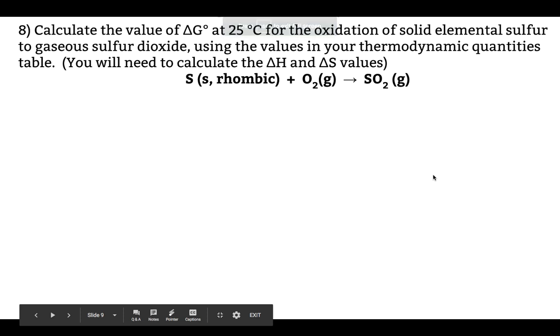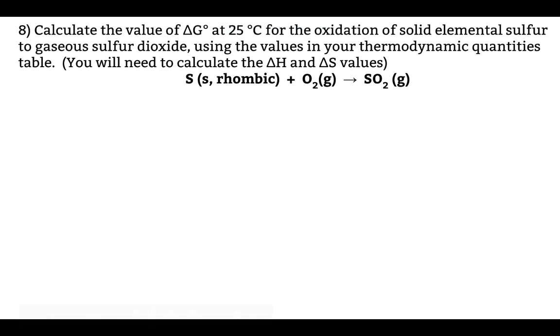Okay, you guys, this is number 8. This is a Gibbs free energy problem. So we're going to calculate the Gibbs free energy of the oxidation of elemental sulfur to sulfur dioxide. In order to do this, you're going to need the enthalpy and the entropy values from your gold sheet.